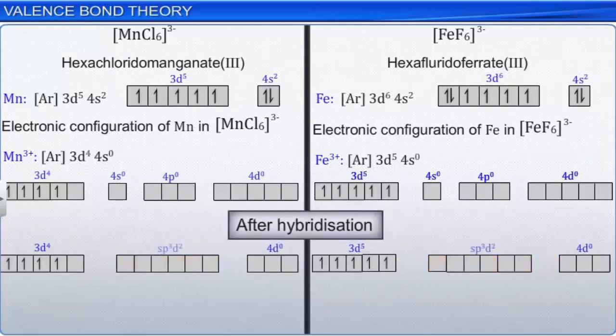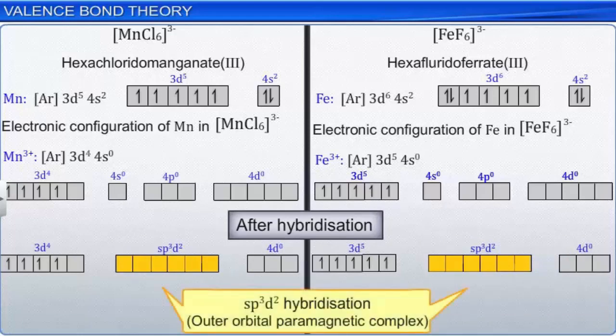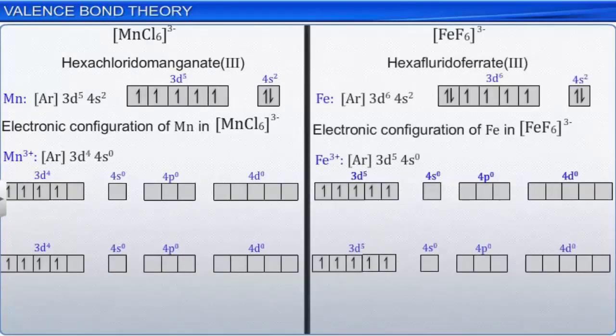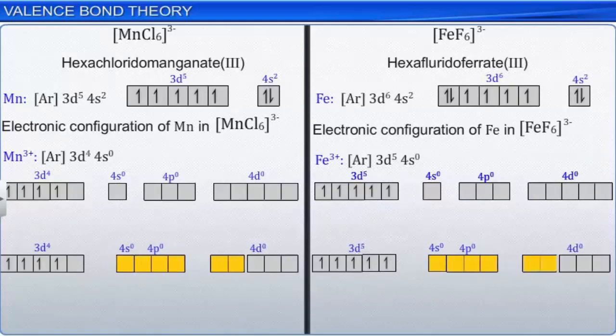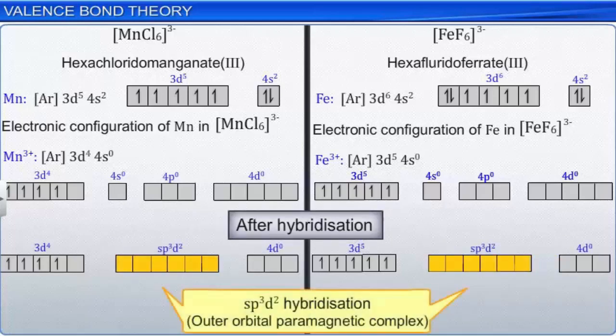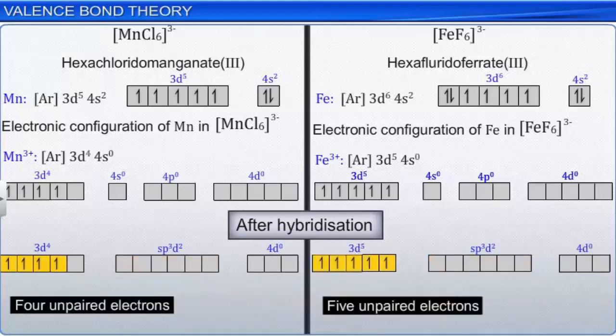Now we get the valence shell 4s orbital, 1 4s orbital, 3 4p orbitals and 2 4d orbitals, which undergo hybridization to form sp3d2 hybridization. In both complexes we could see sp3d2 hybridization. So all these orbitals are singly occupied and paired electrons are there. So it is a paramagnetic outer orbital complex.